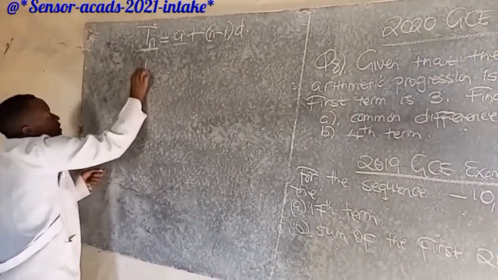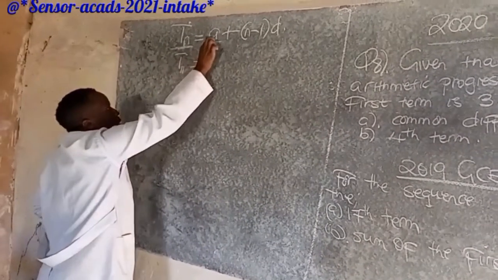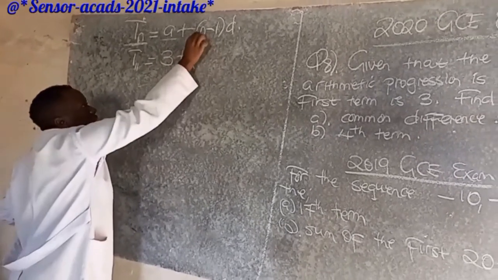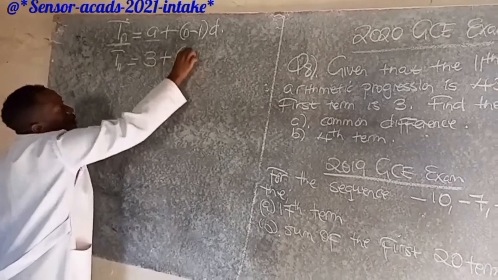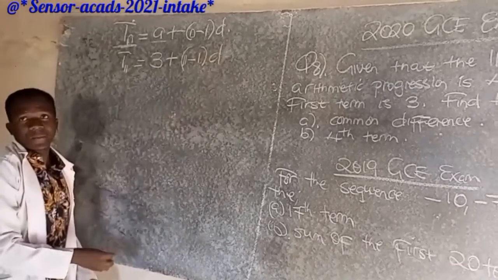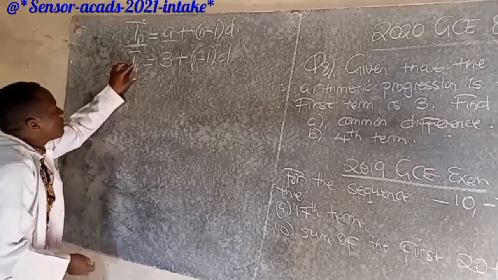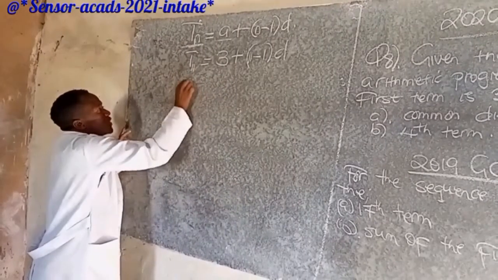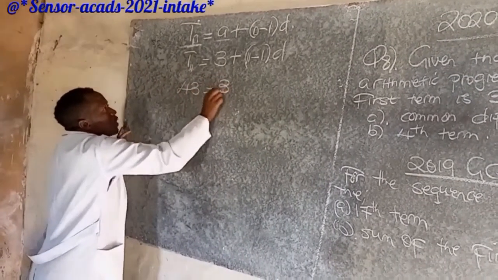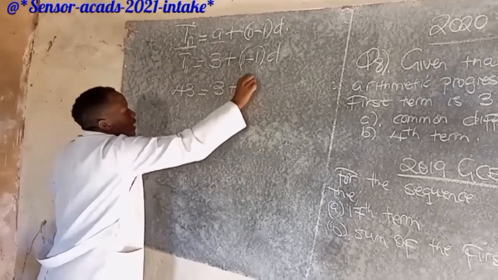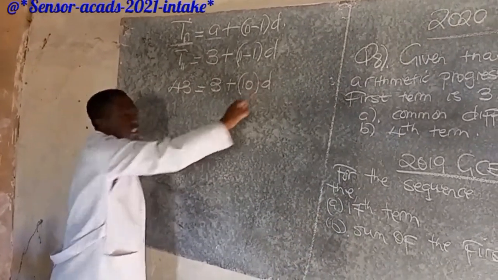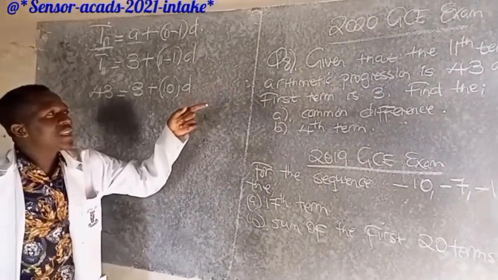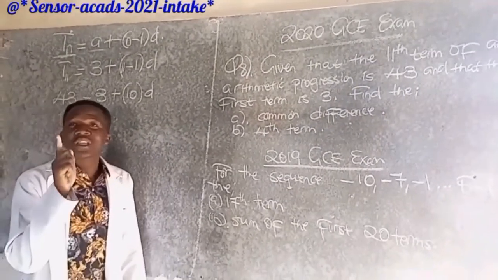So the 11th term equals, where there is a, we'll replace it with 3, plus, we know the position of the number, 11 minus 1, then here we're going to have d. And where there is the 11th term expression, we're going to replace it with the exact number that they give. The exact number was 43. Then this is going to be 3 plus 10, close brackets, then I'm going to have a d. So I'm going to repeat where they said, given that the 11th term of an arithmetic progression is 43.